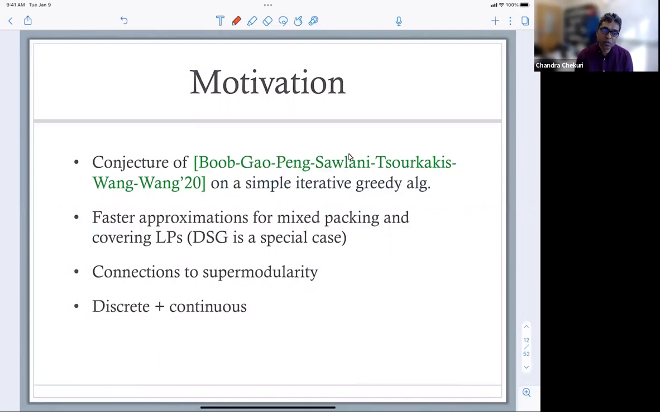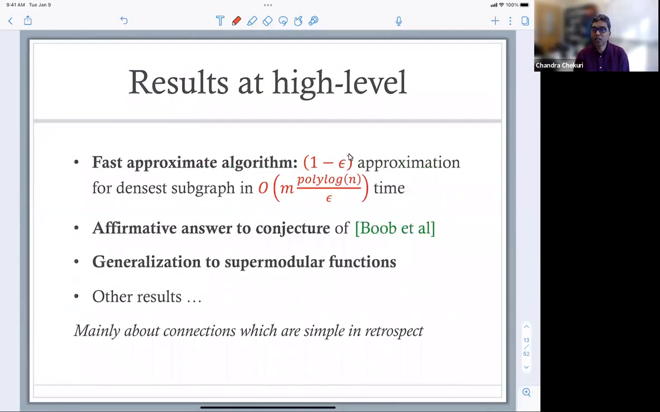The other connection that was of interest to me was fast approximation algorithms for a certain class of linear programs that come up in this area. So these mixed motivations got me interested in this problem, and I'll tell you a little bit about those things as I go along. But I want to mention the results that we obtain at a high level before I go into some details.